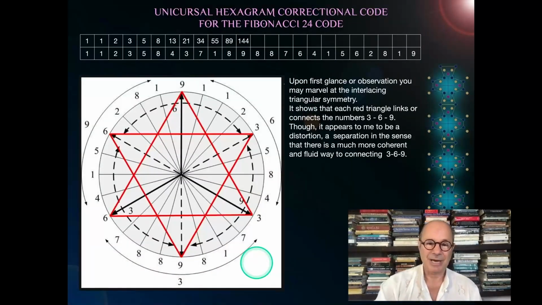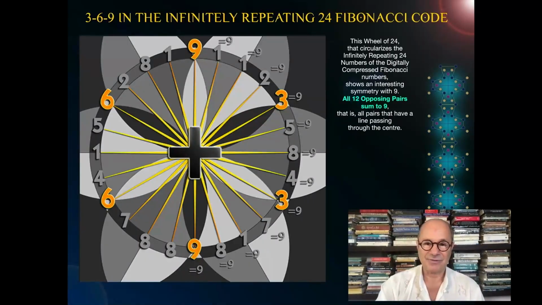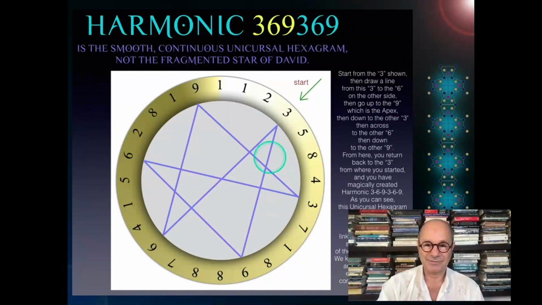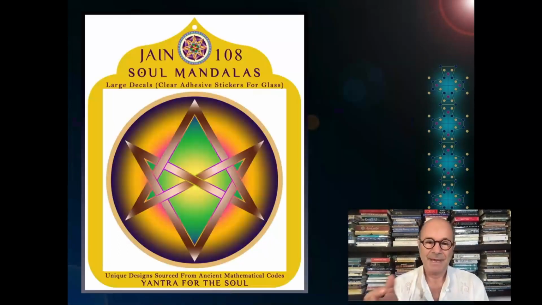There's a whole chapter on that, because it's not really about the Star of David that reveals the 3, 6 and 9. It's not this diagram. This is the importance of joining 3, 6, 9, 3, 6, 9 in an unbroken unicursal pathway. That means the electricity in our future diagrams will be going forever.